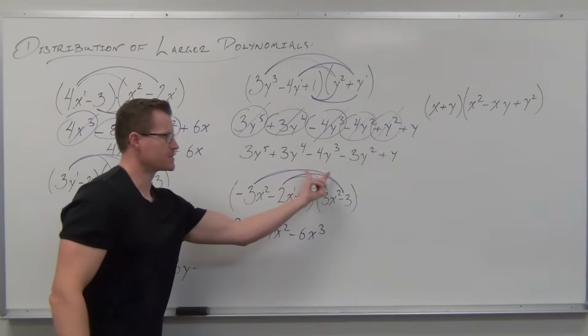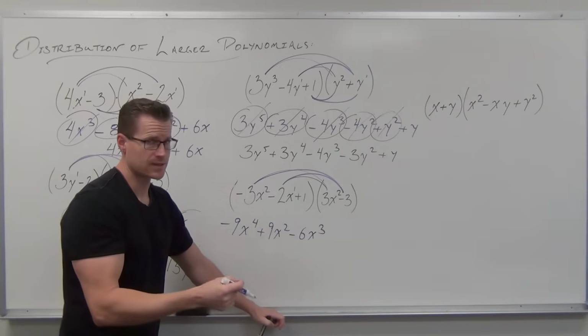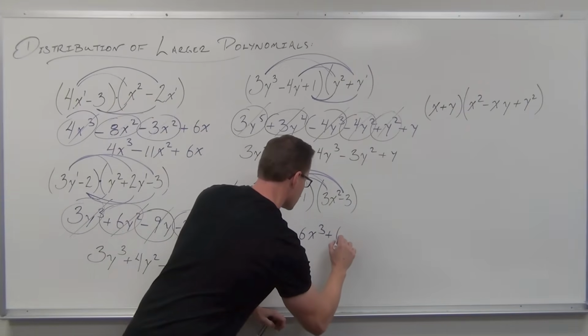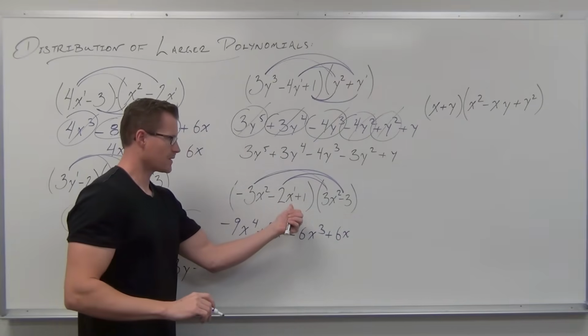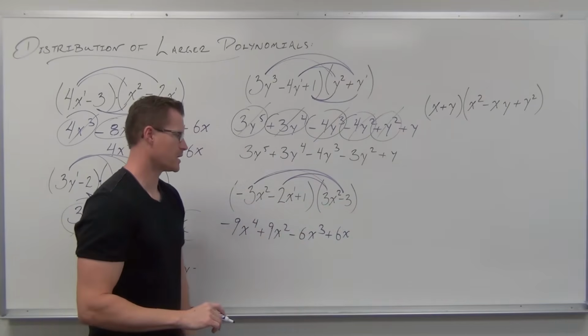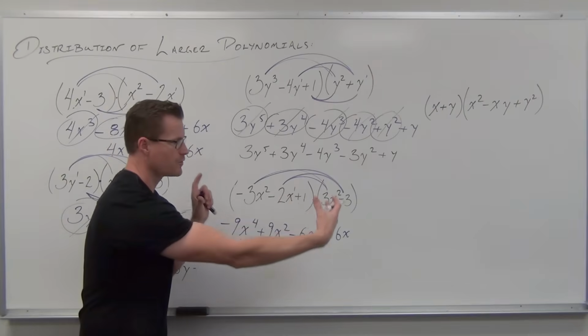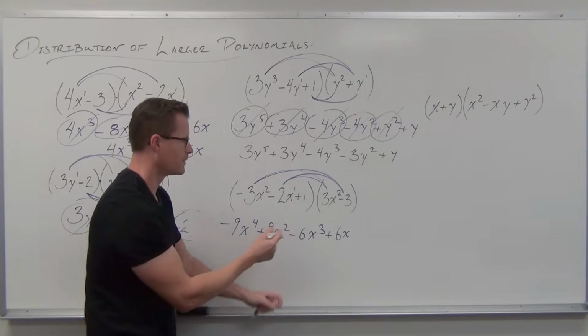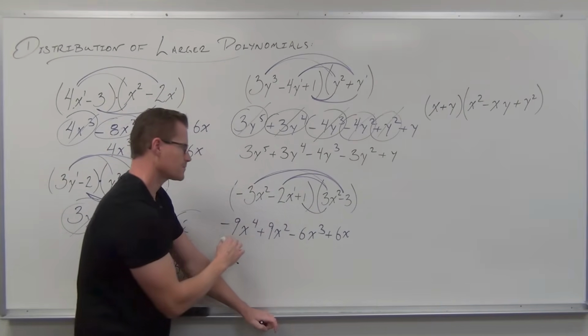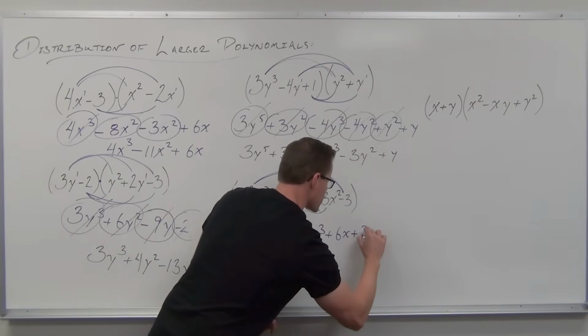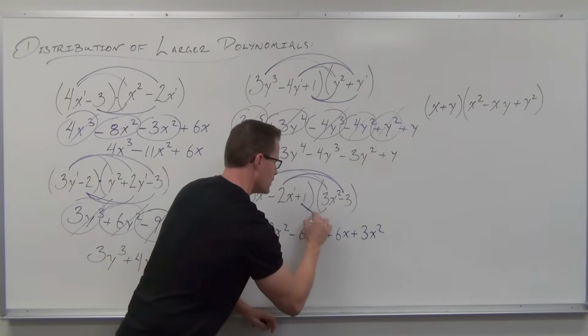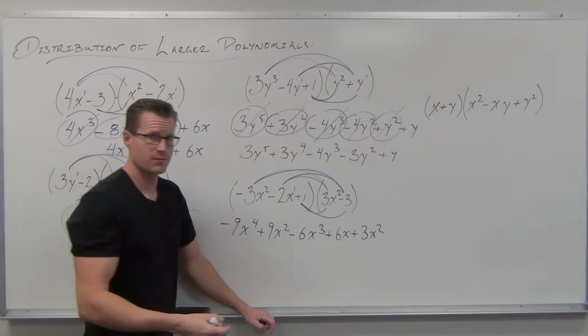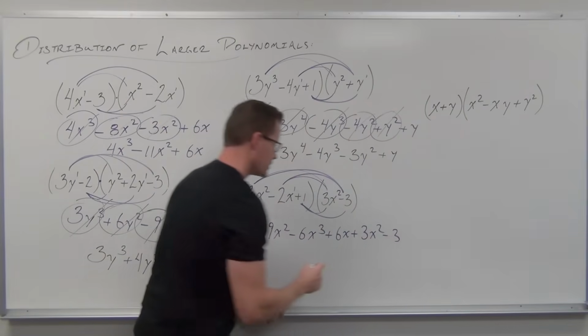Negative 2x times negative 3. Negative times a negative, that's a positive. I'm going to write plus 6. Don't change that variable because there's nothing that you're multiplying by that would do that. Just your coefficients multiply, your variable hangs with it. Last one, 1 times 3x squared, that's 3x squared. 1 times negative 3 is negative 3. We're at minus 3.